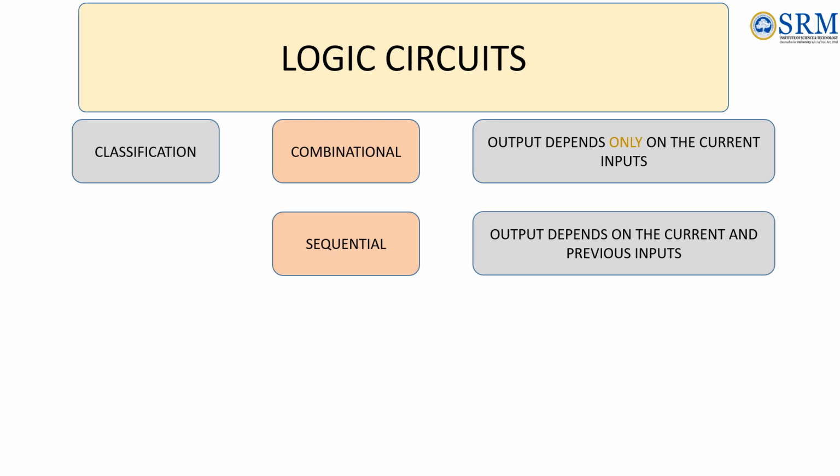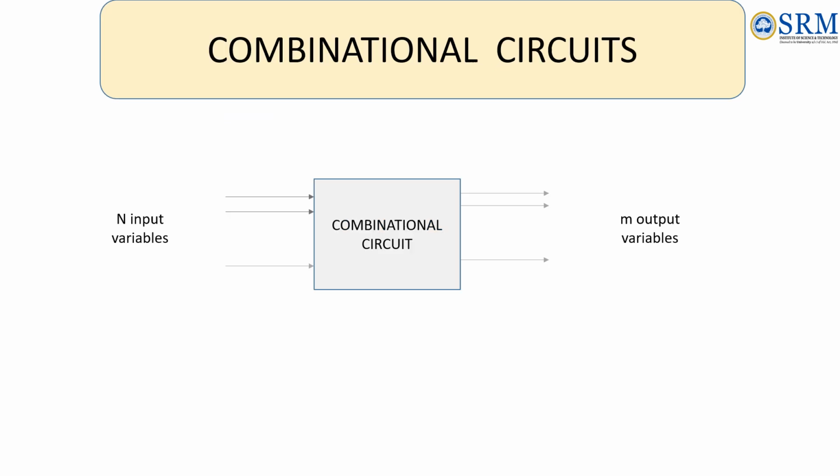Logic circuits can be classified into sequential and combinational logic circuits. A combinational logic circuit implements a Boolean function, and at any instant of time, its output depends only on the current inputs. A sequential logic circuit depends on the present and the previous inputs.